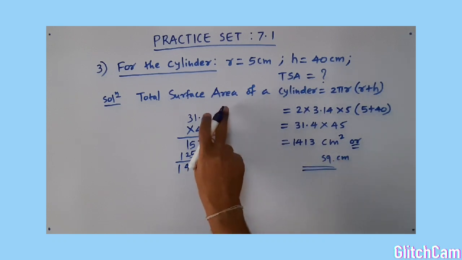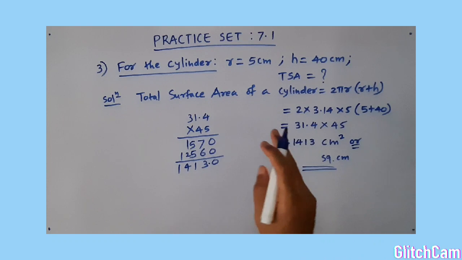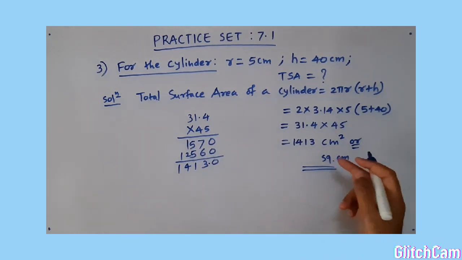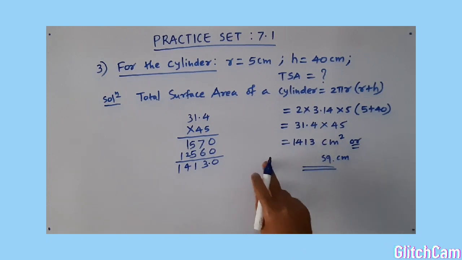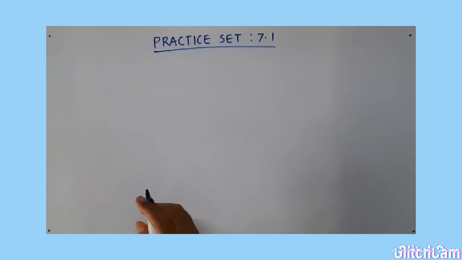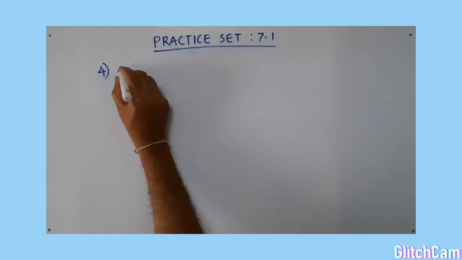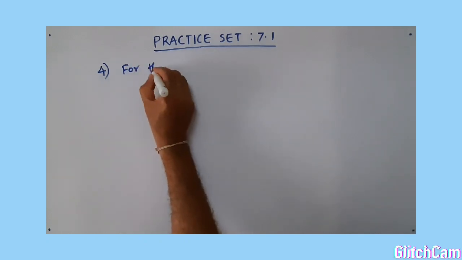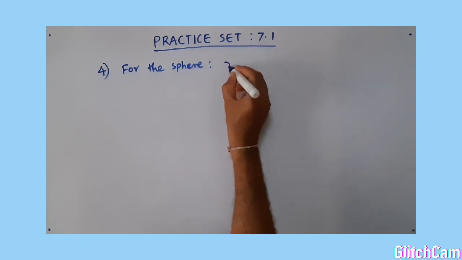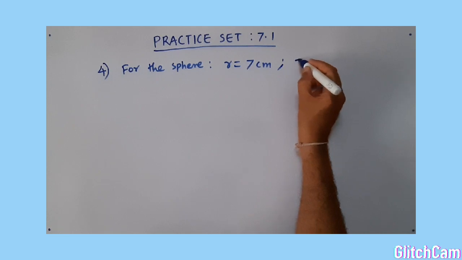Always remember, area is measured in centimeter square or meter square, and volume is measured in centimeter cube or meter cube. Okay, this is the third sum. Now we'll go for the fourth sum. The fourth sum says: find the surface area of a sphere of radius 7 centimeter. Textbook should be in front of you. For the sphere, we have radius equal to 7 centimeter, and we have to find the total surface area.